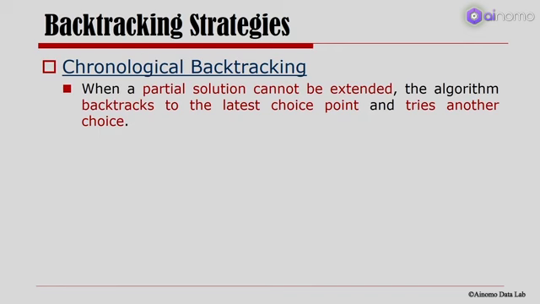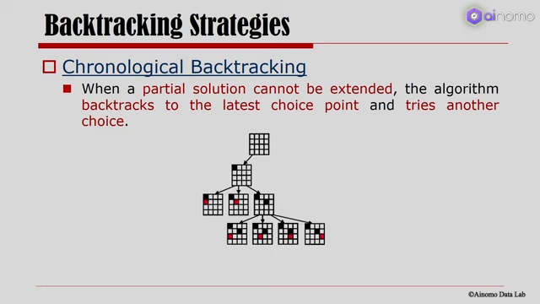Now we will focus our attention on a couple of backtracking strategies. We will walk through two important backtrackings. The chronological backtracking is the simplest of them. It's about going back to the latest choice point and trying another choice when a partial solution cannot be extended. So here is what the chronological backtracking does. We look at this through our 4 queens problem.